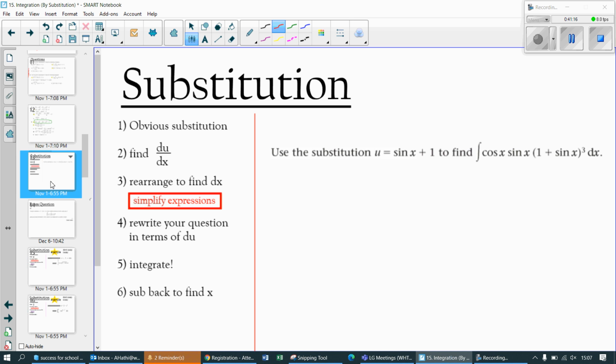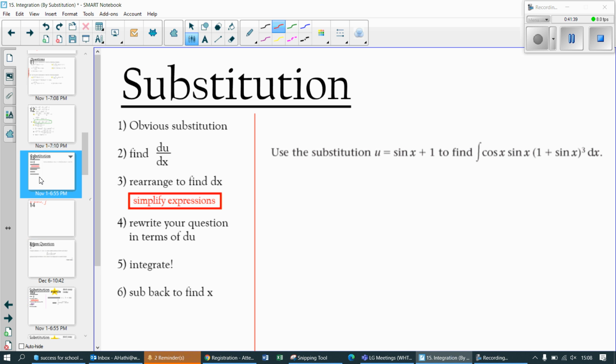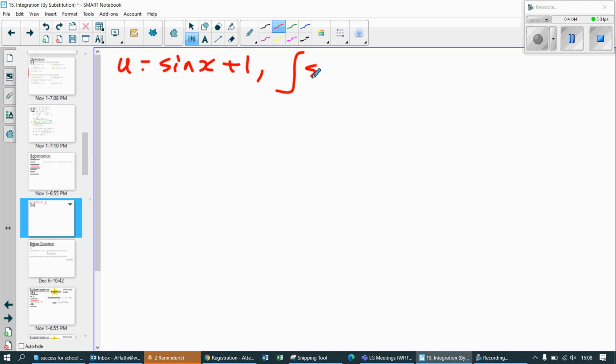Okay, so here I've asked you, and I'm just going to write it using substitution u equals sine x plus 1. I'm going to put this on a new slide because I need to be able to see a bit more than that. U equals sine x plus 1. So using that substitution, I want you to work out what the integral of sine x cos x 1 plus sine x cubed is. Okay, let's write that down. We're going to do these together. Do it in your books, please.